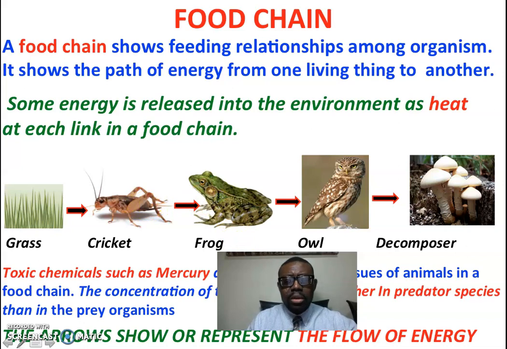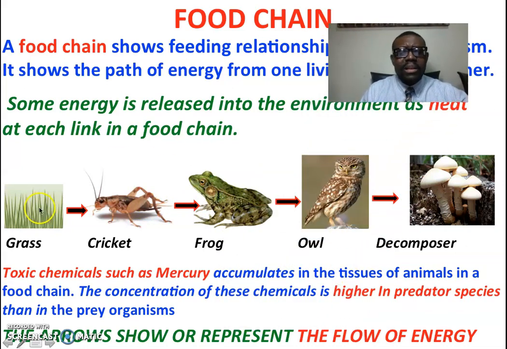Let's look at this question. Toxic chemicals such as mercury accumulate in the tissues of animals in a food chain. So if the plants contain mercury, it will get into the food chain. It will get into the cricket. And if the frog consumes the cricket, the mercury will be passed on to the frog. One thing we should point out is that these chemicals accumulate. So if the frog is consuming the cricket, the mercury will accumulate in the frog.